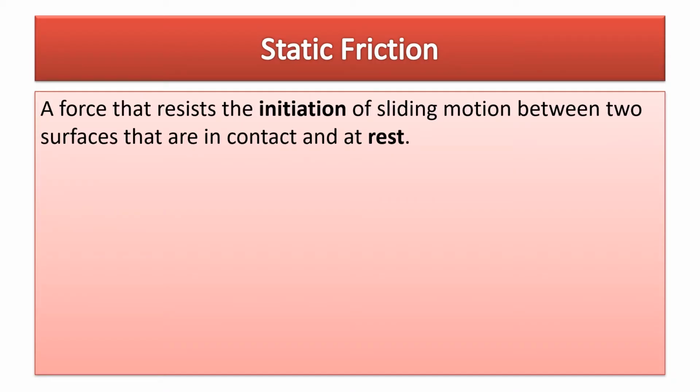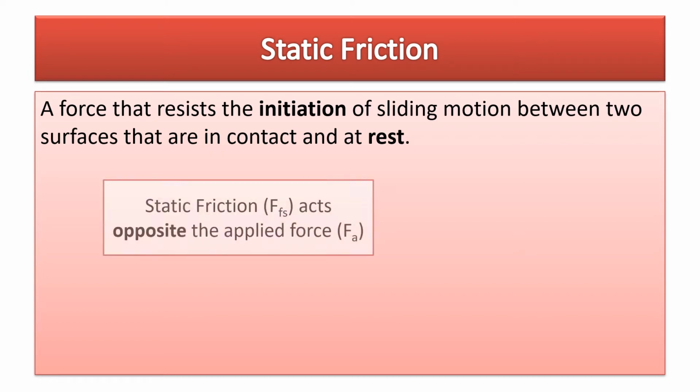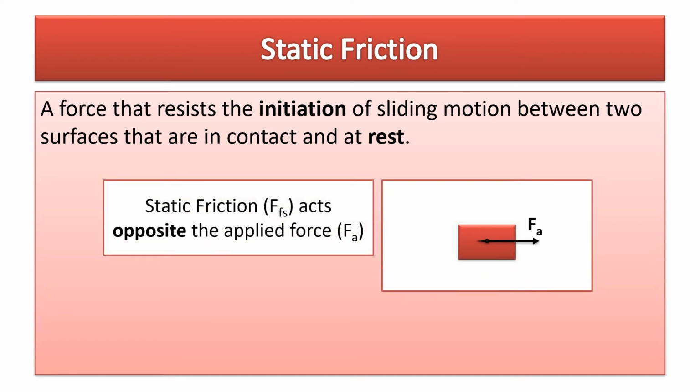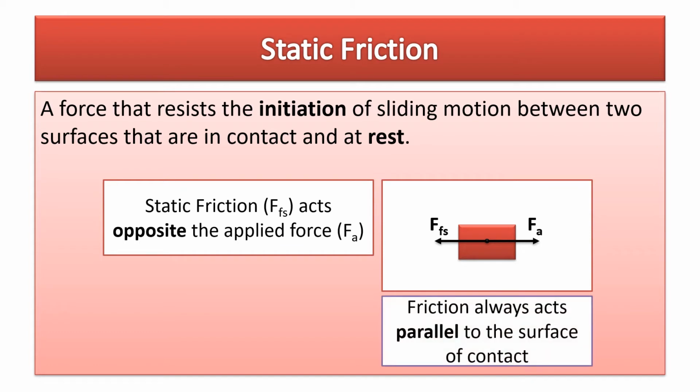So yesterday we talked about static friction. It's a force that resists the initiation of sliding motion between two surfaces that are in contact and at rest. They're stationary. Then we went through this. And friction always acts parallel to the surface of contact. So this is still true, even for kinetic friction, it's still going to be parallel to the surface.